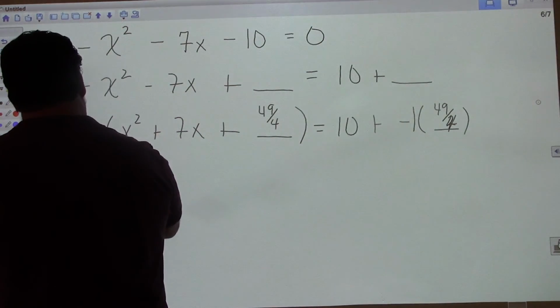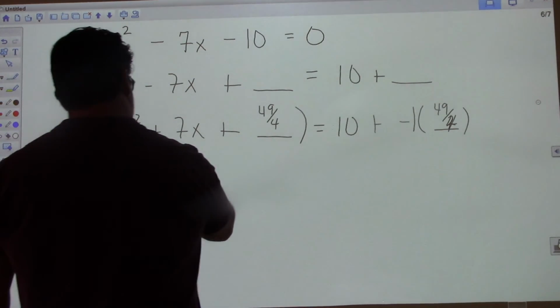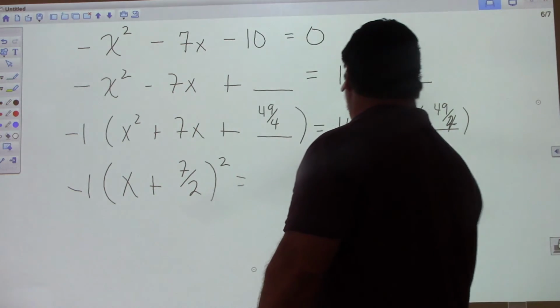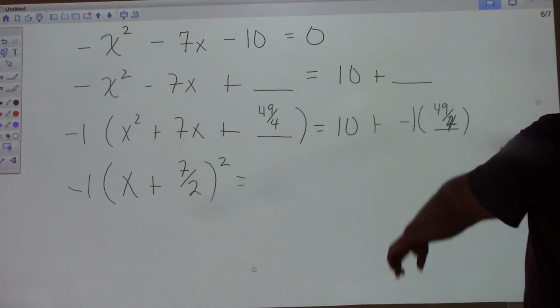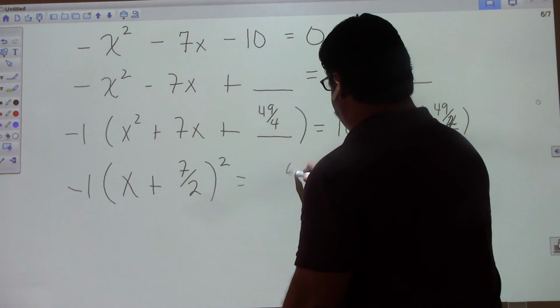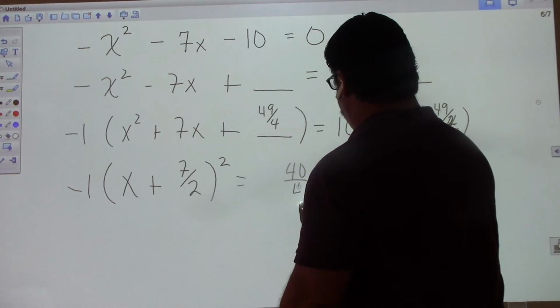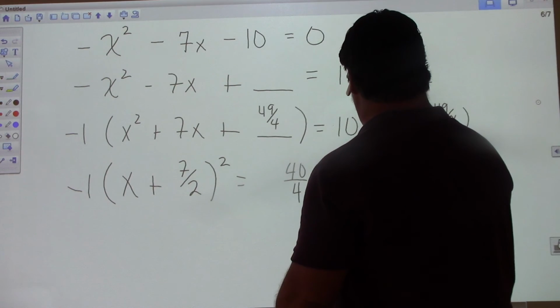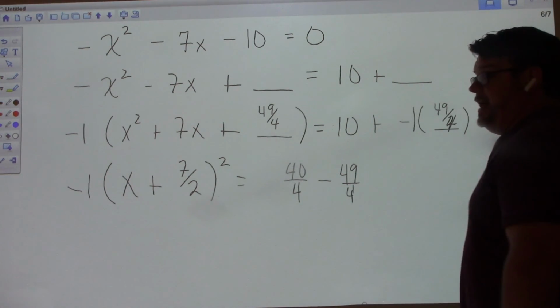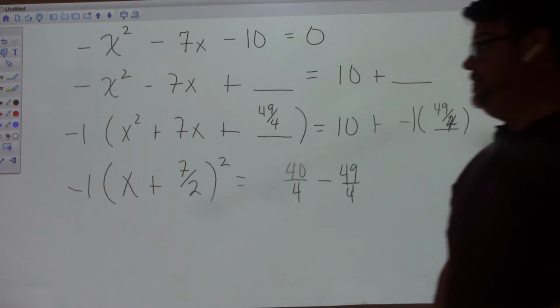Negative 1, x plus 7 halves, quantity squared, is equal to, well, negative 49 fourths, so this is going to change into 40 fourths minus 49 fourths, so negative 9 what? Fourths. Negative 9 fourths.